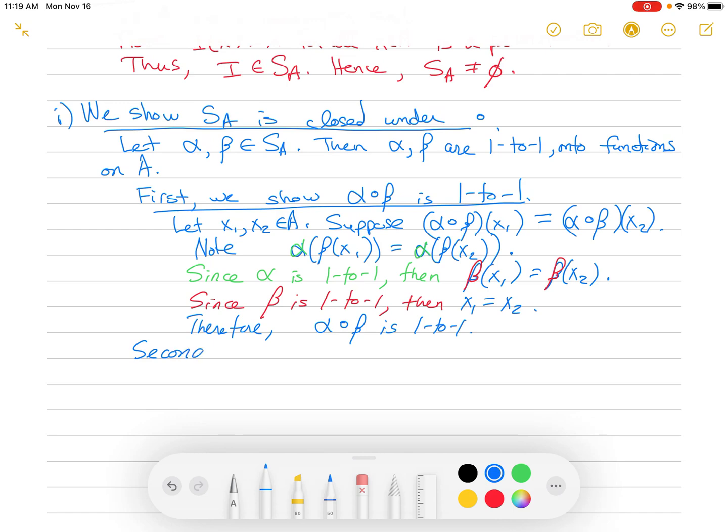And now we have to show that it's onto as well. Second, we show alpha composed with beta is onto. Right, that's what you need to show something's a permutation: one-to-one and onto on the set A.